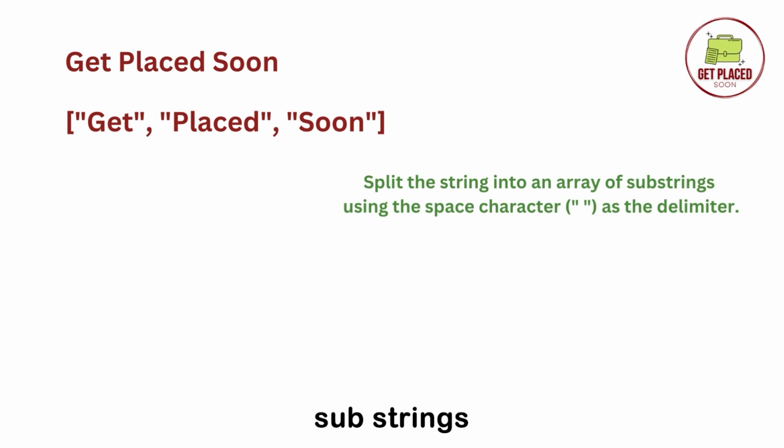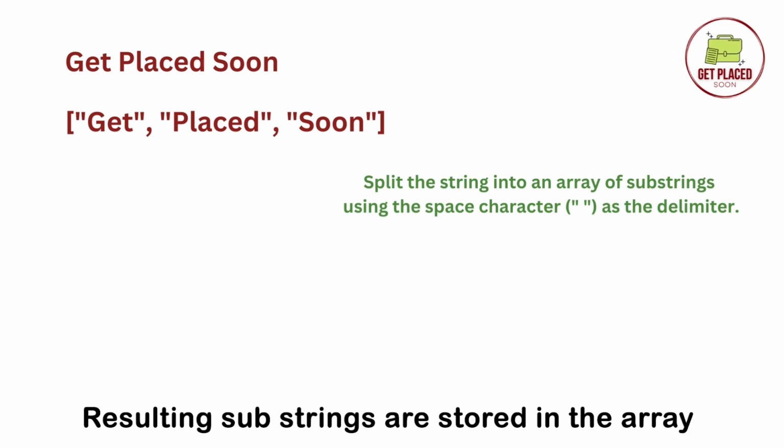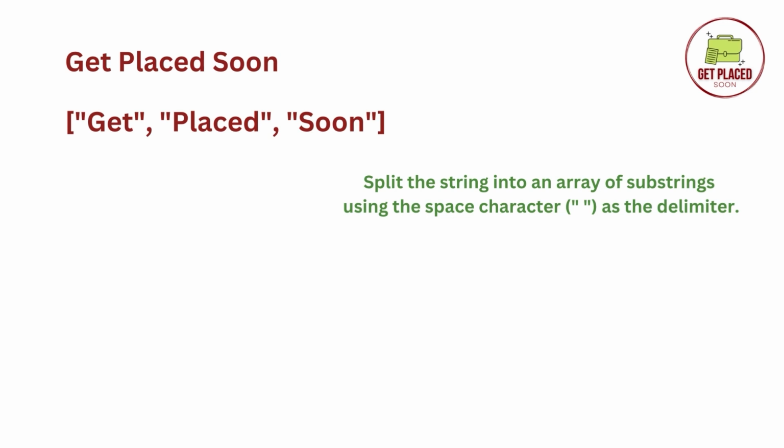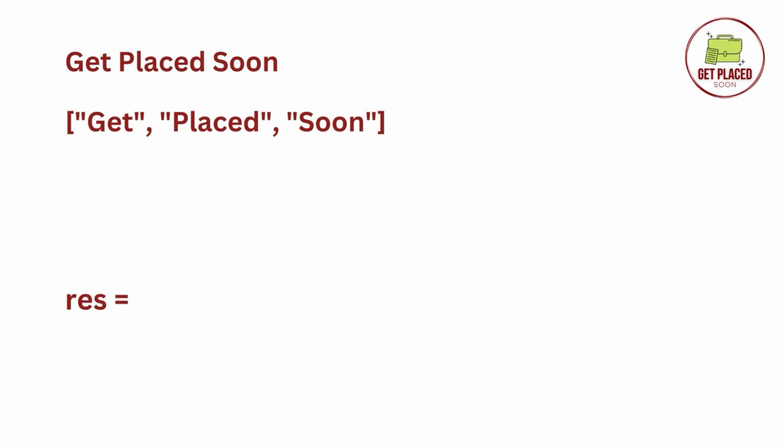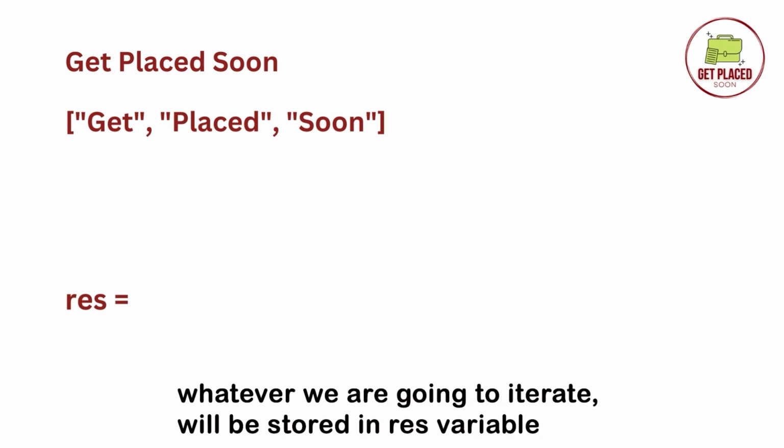I repeat the whole thing. We split the string into an array of substrings using the space character as the delimiter. The resulting substrings are stored in the array. They are get, placed, and soon. Now let's create a string variable result. In the string variable result, whatever we iterate, we just store, and then we'll print it at the end.